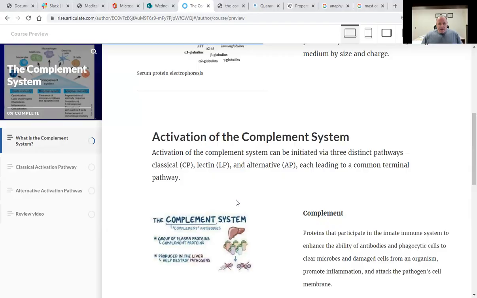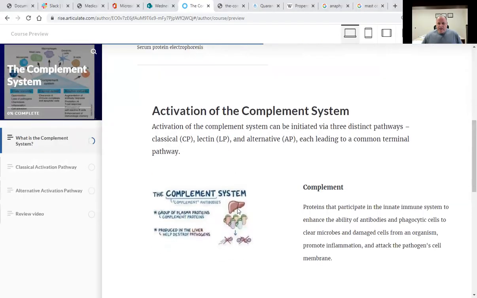So complement are proteins that participate in the innate immune system to enhance the ability of antibodies and phagocytic cells to clear microbes and also damaged cells from an organism. Complement promotes inflammation, and they attack a pathogen's cell membrane and cause it to lyse, to lose its integrity as a cell.